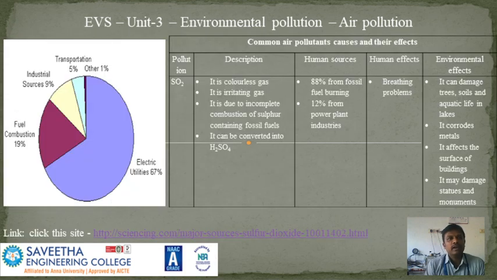Next, SO2 is a colorless, irritating gas formed by combustion of sulfur-containing fossil fuels. It can be converted into sulfuric acid on reaction with some of the primary pollutants. 88% comes from fossil fuel burning and 12% from power plant industries, and it causes breathing problems to human beings. For the environment, it damages trees, soils and aquatic life in lakes. It corrodes metals, affects the surface of buildings, and may damage statues and monuments.